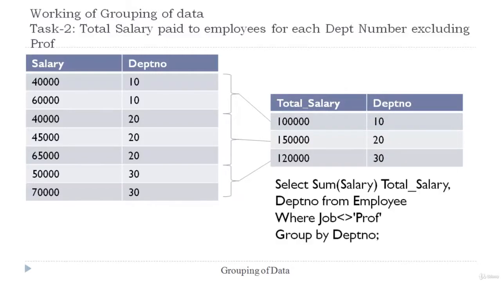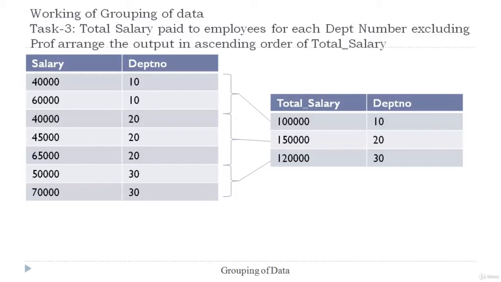The query to perform this operation is select sum salary, comma department number, from employee, where job is not equal to professor, group by department number. Here we have used where clause to discard job title professor before making the group on department number. In this example, we have shown the usage of where clause with group by clause.